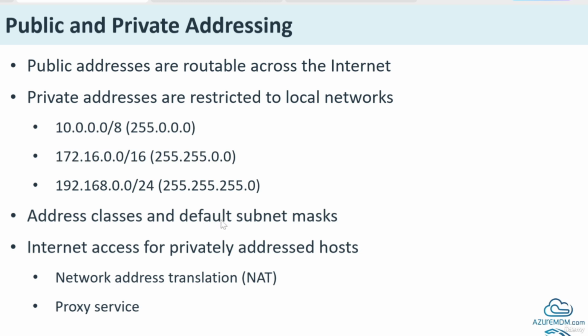Address class and default subnet mask. Address classes A, B, C define the subnet mask, for example, class A is 255.0.0.0. Internet access for a public host. Internet access for a privately addressed host. Network address translation, that is NAT. NAT translates private IPs to public IPs, like a mailroom forwarding letters. Proxy service acts like a middleman, hiding the private IPs while you are browsing.